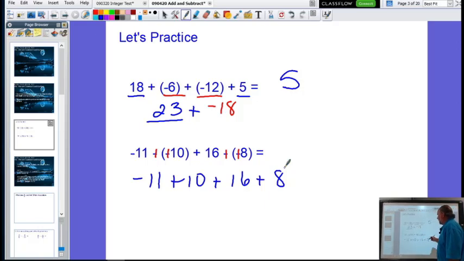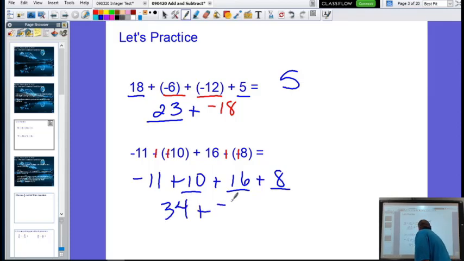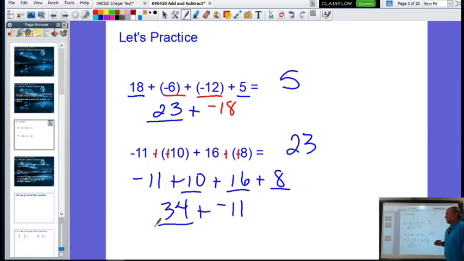So now we're going to take all of our positives and add those together. So that means I've got a 10 and a 16 and an 8 that I can add together. So 10 and 16 make 26. 26 and 8 make 34. So I've got 34 plus -11. So 34 plus -11, our signs are different. So we now subtract. So we do 4 take away 1 is 3. 3 take away 1 is 2. And again, my answer is going to be positive because the 34 is farthest from 0. Okay, so that's reviewing those integer rules.